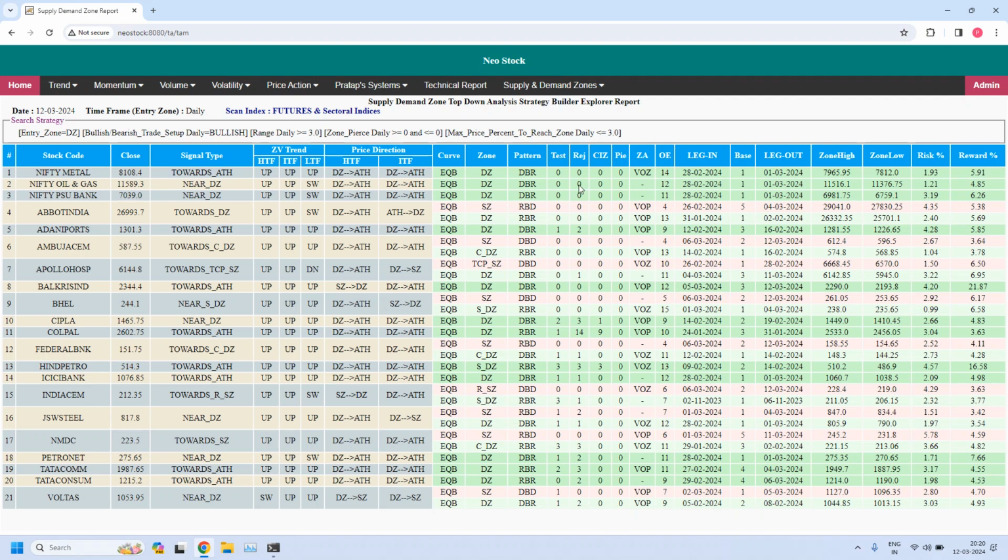And also, don't always keep an eye on this column, OE, odd enhancer score. Mostly, I know you people will give priority to test count 0, you will select that stock. And odd enhancer score, a minimum of 12 should be there. Maximum value is 15. Currently only BHL is having it. BHL is having an odd enhancer score of 15.